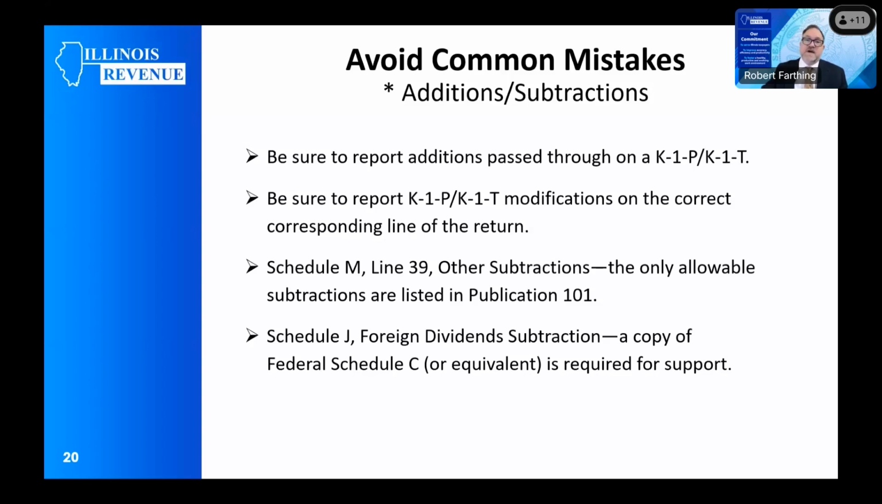Also, if you're reporting a Schedule J foreign dividend subtraction, we do require a federal Schedule C or equivalent attached to your return for support. If you send this in with your Illinois return, we'll be able to process it much more easily.